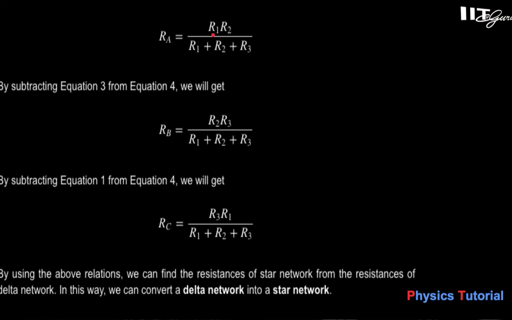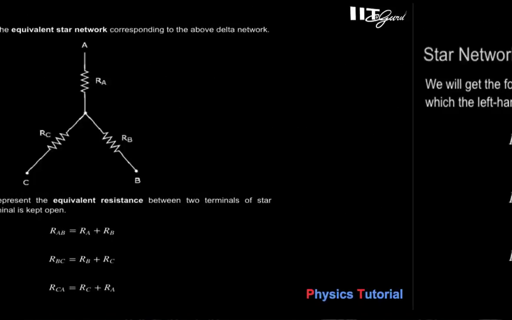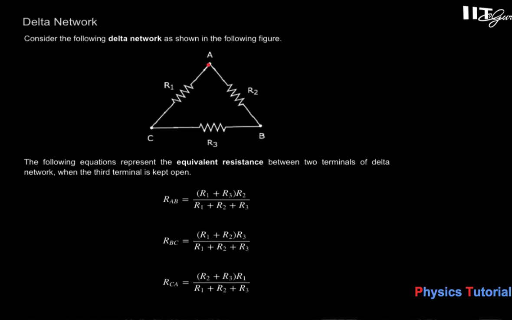Means RA is equal to R1 R2 upon R1 plus R2 plus R3. You have to divide by the sum of all the resistances, and you have to multiply the product of resistances connected with point A, means adjacent arms passing through A. You see here, from A the adjacent arms are R1 and R2. So you have to multiply R1, R2 and divide by R1 plus R2 plus R3. So this will be the result.